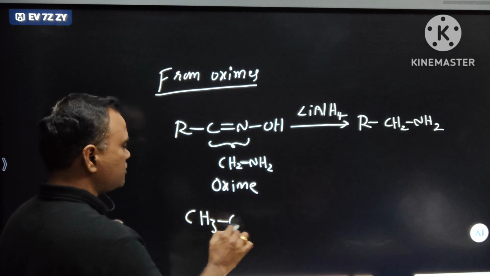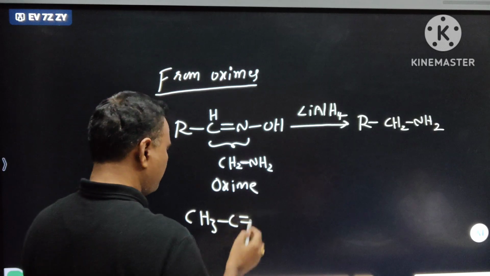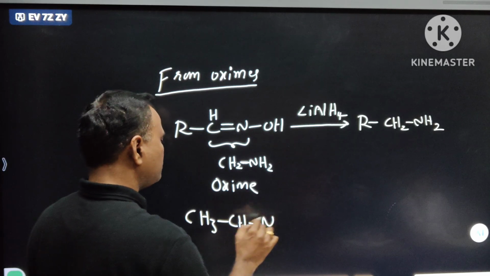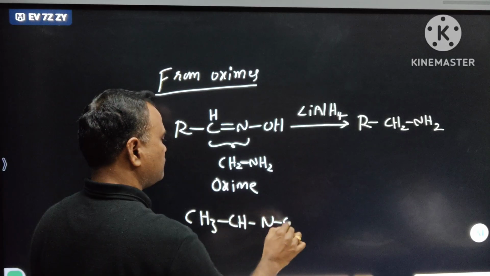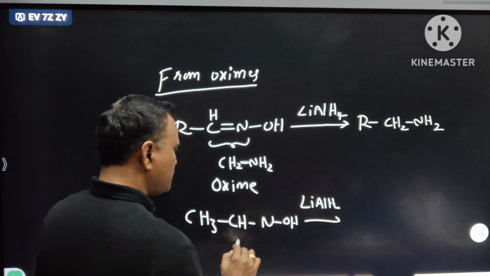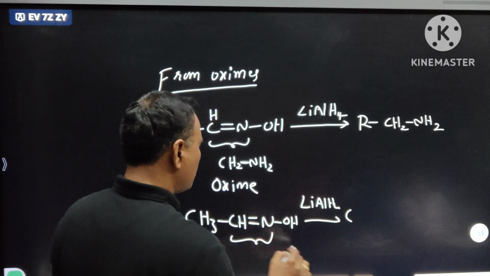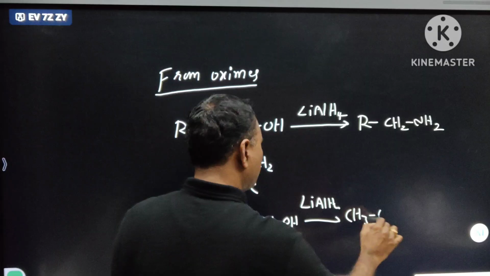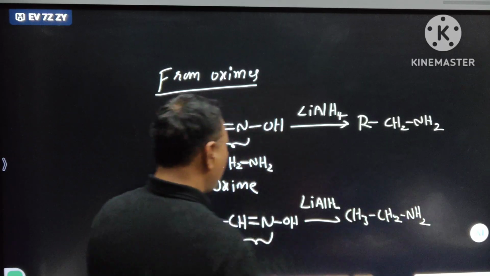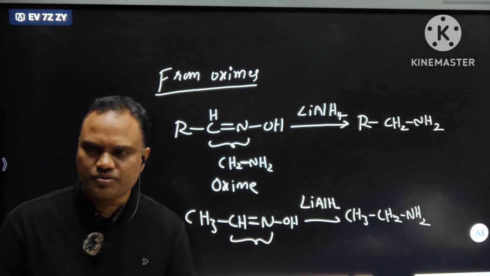Example: CH3CH, write H also here, I didn't write H. Lithium aluminum hydride. This part will convert it to CH3CH2NH2, primary. Oxime, carbon double bond NOH is called an oxime.